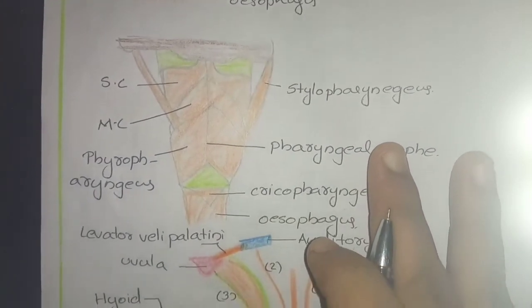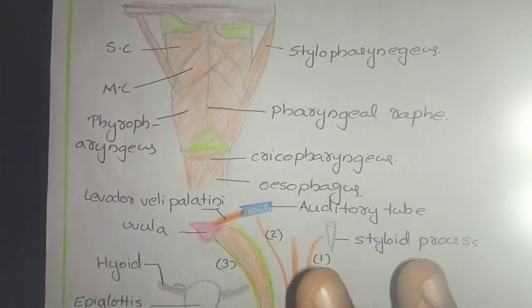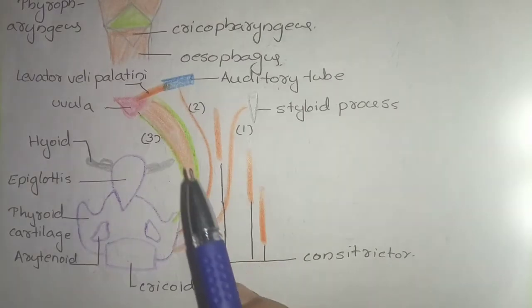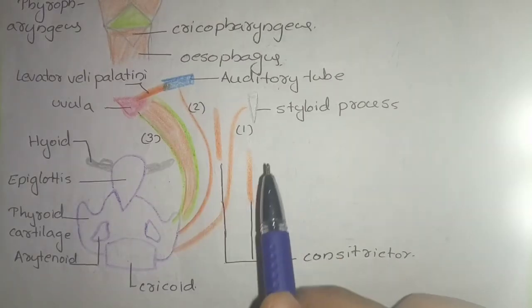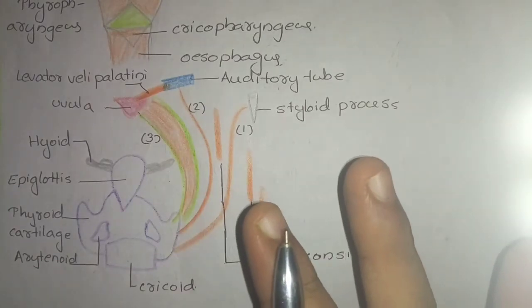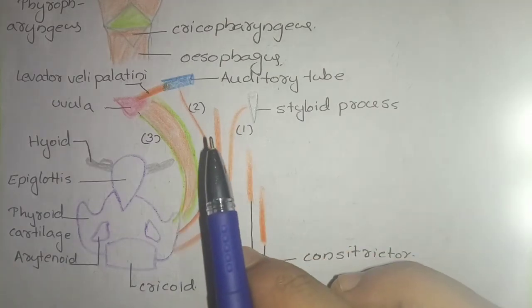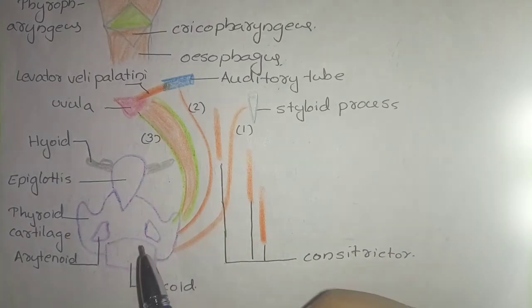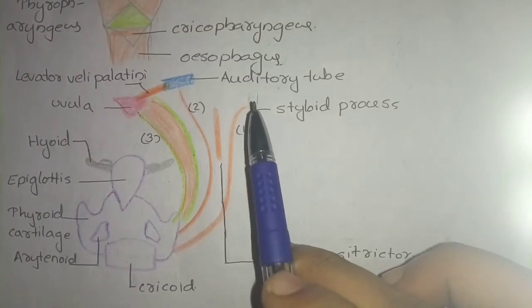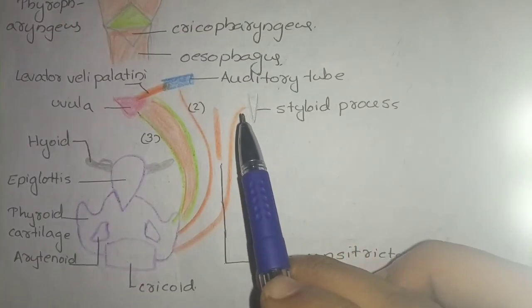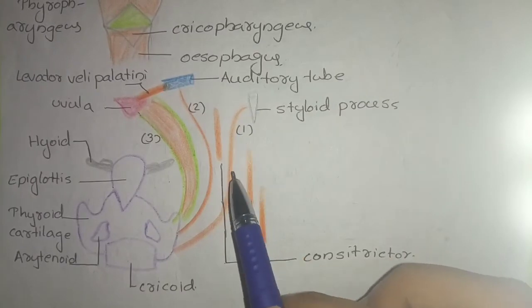Now let's discuss the longitudinal muscles. There are three longitudinal muscles, that is palatopharyngeus, stylopharyngeus and salpingopharyngeus. All these are connected to the pharynx. Let's discuss first the stylopharyngeus. Here this is the stylopharyngeus.